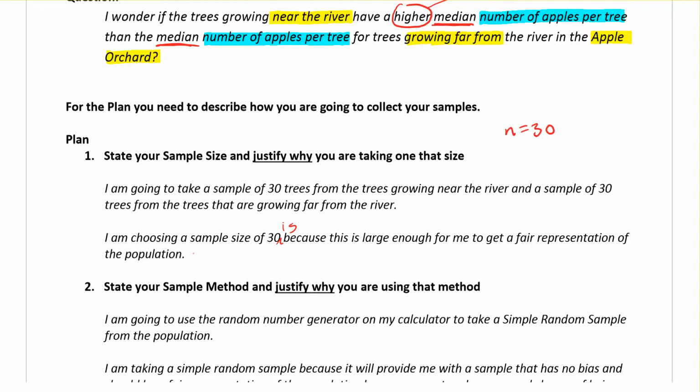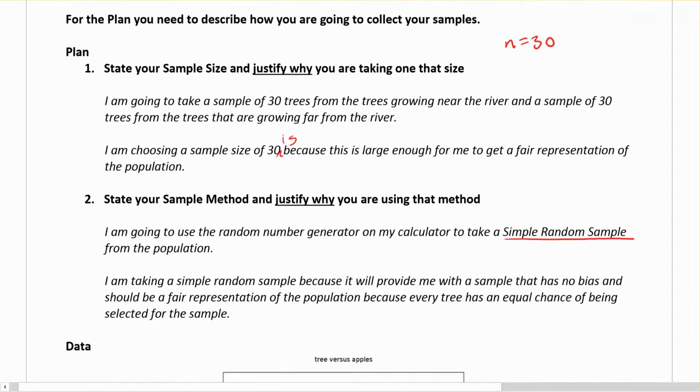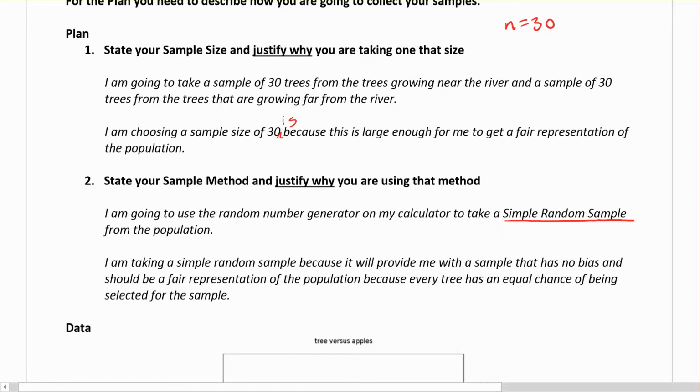So the next step for us would be then to state the sampling method. So, and again, justify why. So our sampling method here is always going to be the simple random sample. So what I might say here is I'm going to use the random number generator on my calculator to take a simple random sample from the population. I am taking a simple random sample because it will provide me with a sample that has no bias, very important, and should be a fair representation of the population, again important, because every tree has an equal chance of being selected for the sample. So those are kind of the key reasons why.